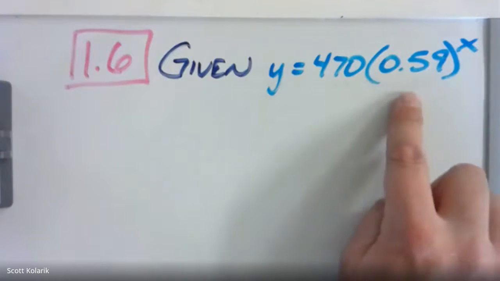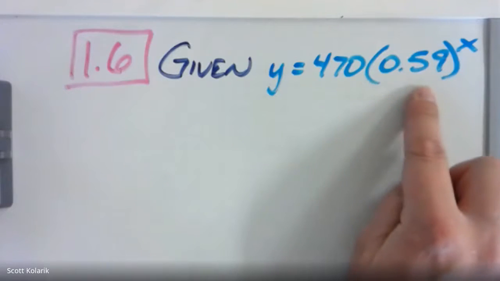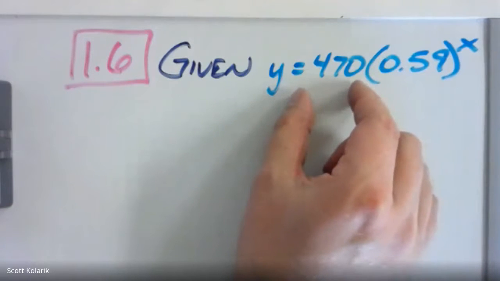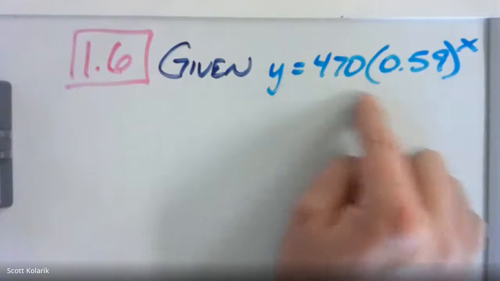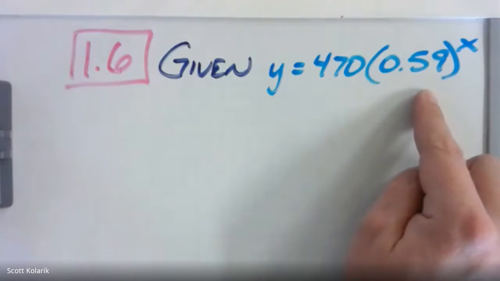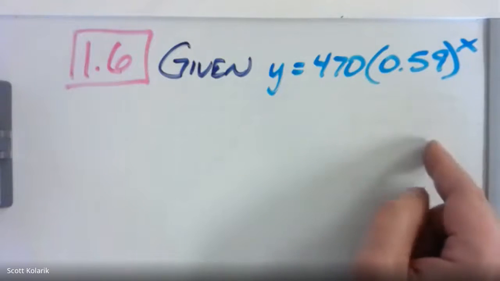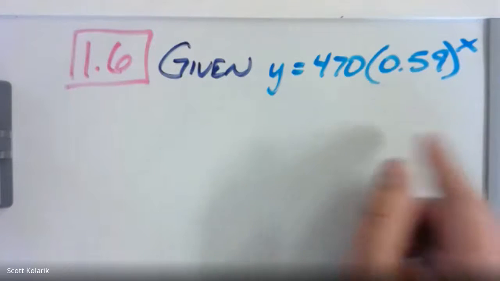Okay, the base of the exponent, b, in this case 0.59, represents what we call a constant factor or constant multiplier. In other words, this is where I begin. My very next value will be this beginning amount times that value. So my next value after 470 would be 470 times 0.59. And then the next value after that would also be multiplied by 0.59, and the next one after that would be multiplied by 0.59, and so on and so forth.